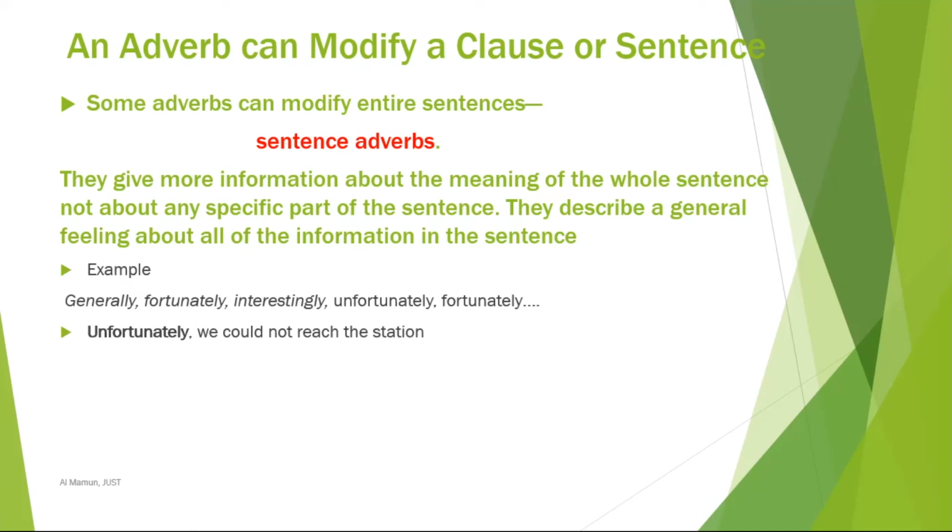Unfortunately, we could not reach the station in time. So here, we were not unfortunate, or we could not reach the station unfortunately, or the time was not unfortunate. Rather, the whole meaning of the sentence, we could not reach the station in time, and that was unfortunate. So the whole meaning of the sentence, the general idea expressed by the sentence, is referred to by the adverb unfortunately. In the same way, generally, the toss-winning team prefers batting first.